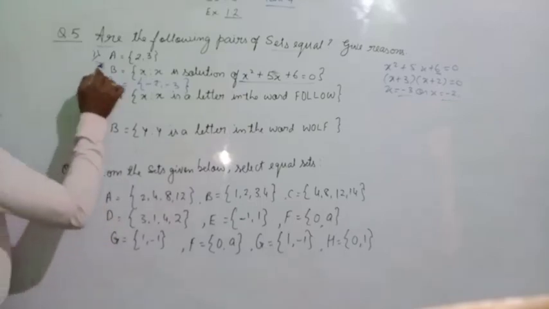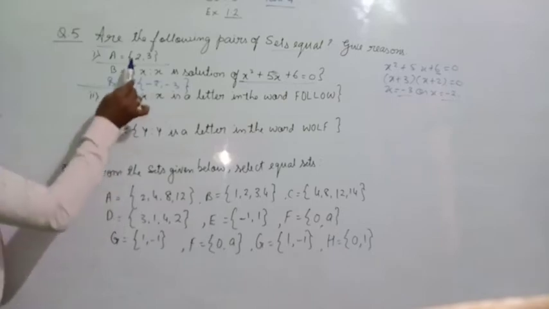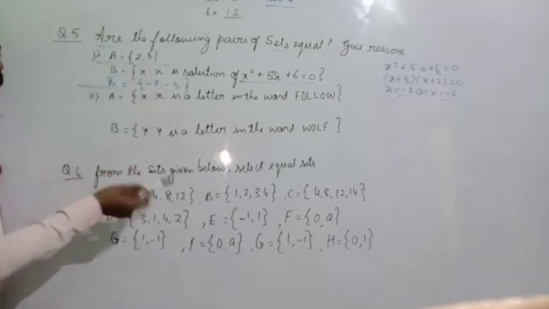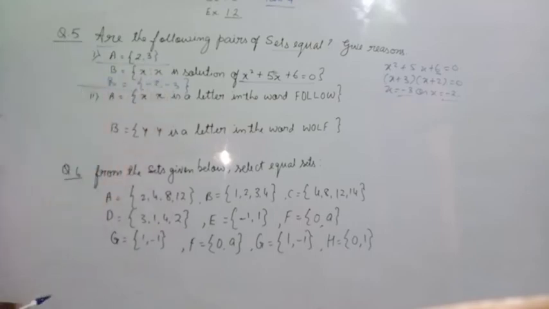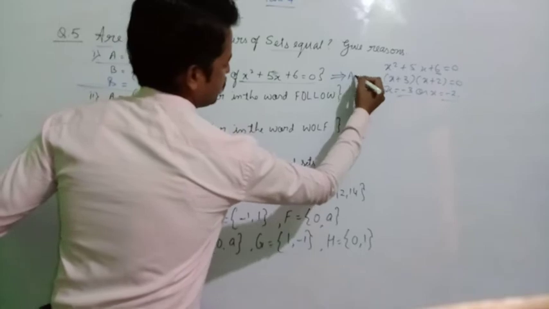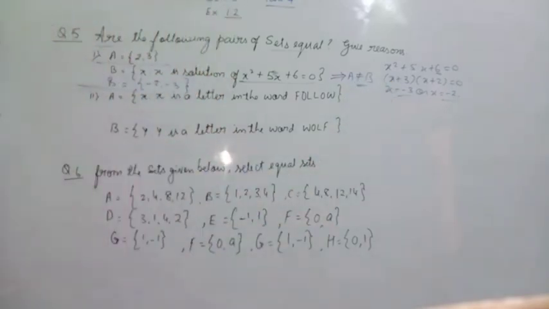Now check whether the elements of A and the elements of B are the same or not. अब चेक करो कि A के एलिमेंट और B के एलिमेंट सेम है क्या? A के अंदर 2 3 है, B के अंदर minus 2 minus 3 है, दोनों सेम है? नहीं. So we'll say A is not equal to B. I hope this question is clear to you.